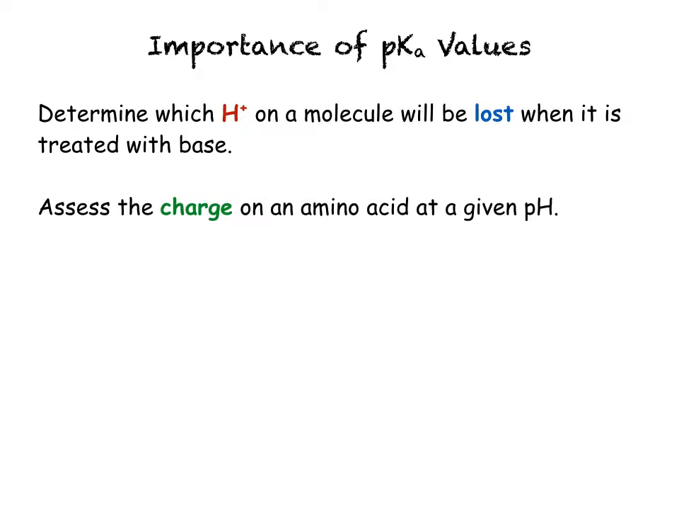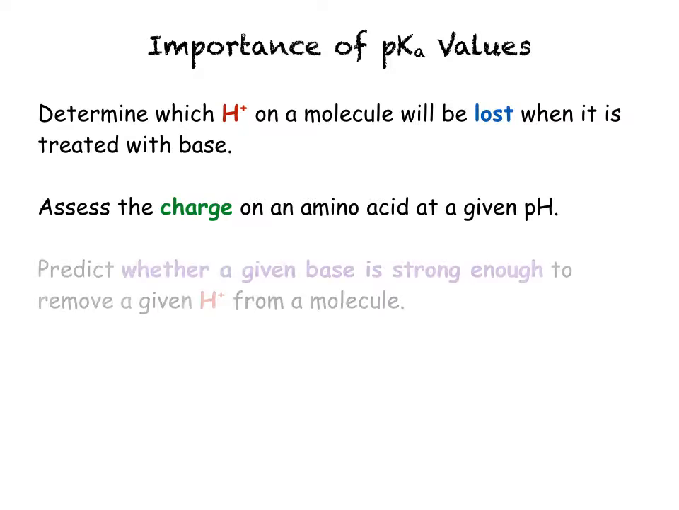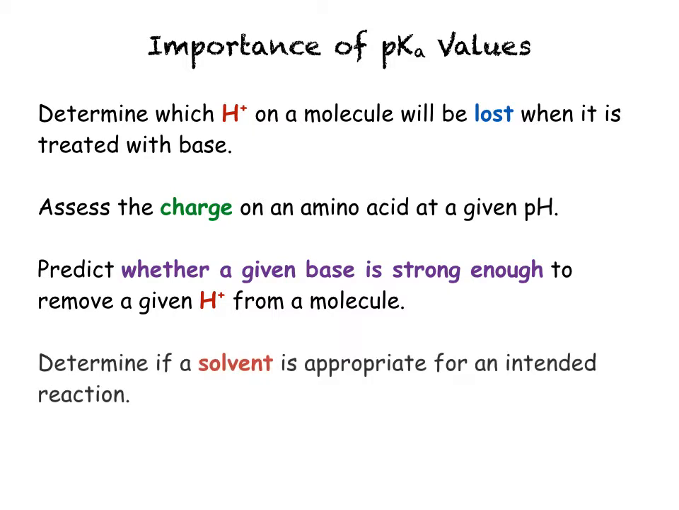We can assess the charge on an amino acid at a given pH. So we can tell if the groups have an extra proton or a proton taken away based on pH. This is going to be important as well. We can tell whether a given base is strong enough to remove a proton in a molecule. This we can do with pKa values. We can also determine if a solvent is inappropriate for an intended reaction based on the pKa values of the solvent and the strength of the base, which we'll also predict by pKa values.